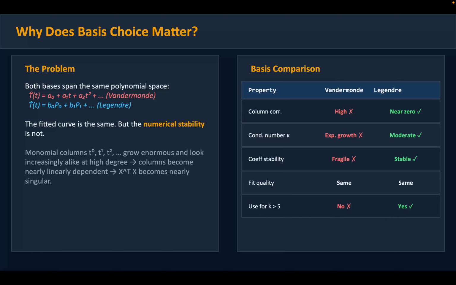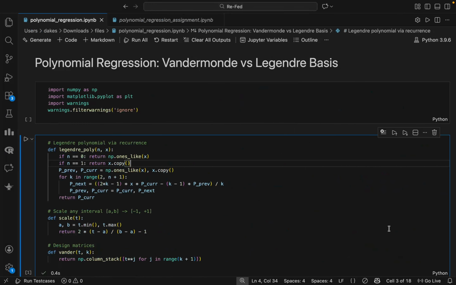As you can see in the comparison table here, both give the same fit quality. The difference shows up entirely in numerical properties like correlation, condition number, and stability. Let's now open the notebook.